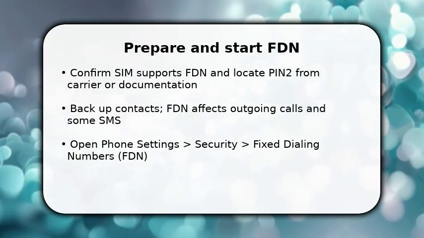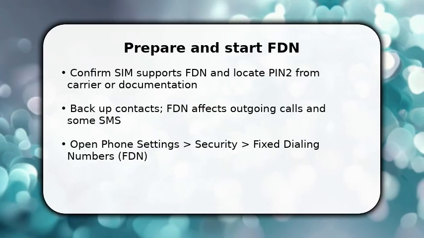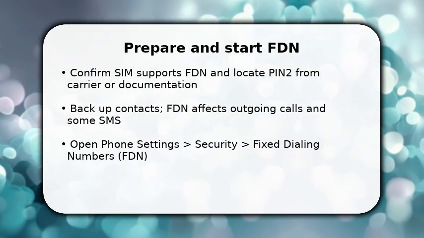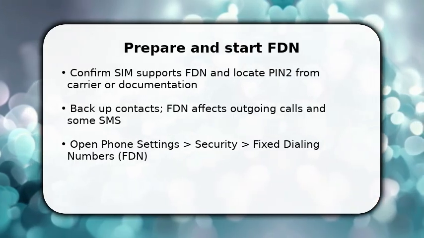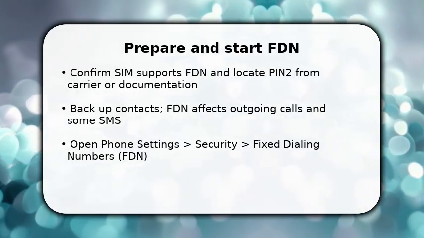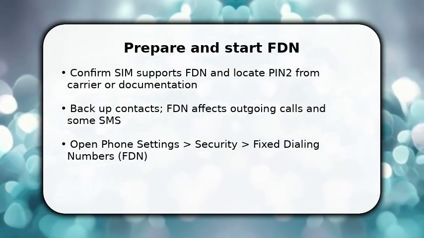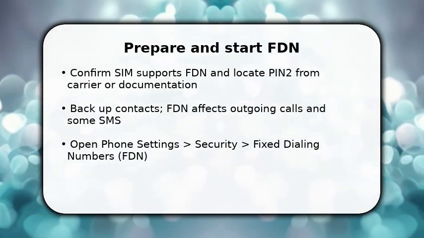Next, open Settings, go to Security or Call Settings, then select Fixed Dialing Numbers. Make sure to choose the SIM slot if dual SIM. Now tap to enable FDN, and the device will prompt you for PIN2. Enter it to unlock editing and proceed to add allowed numbers.